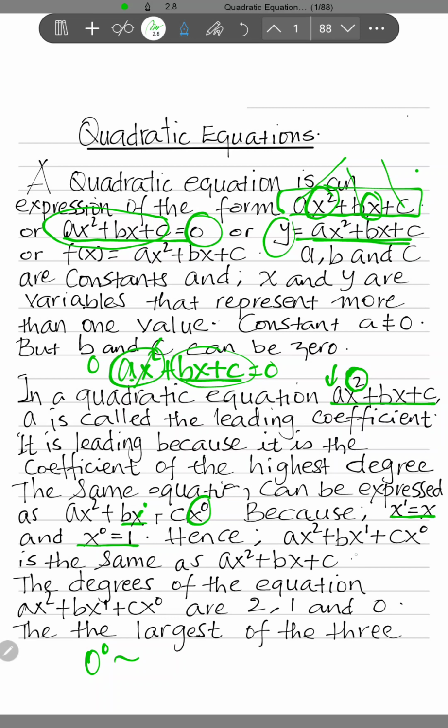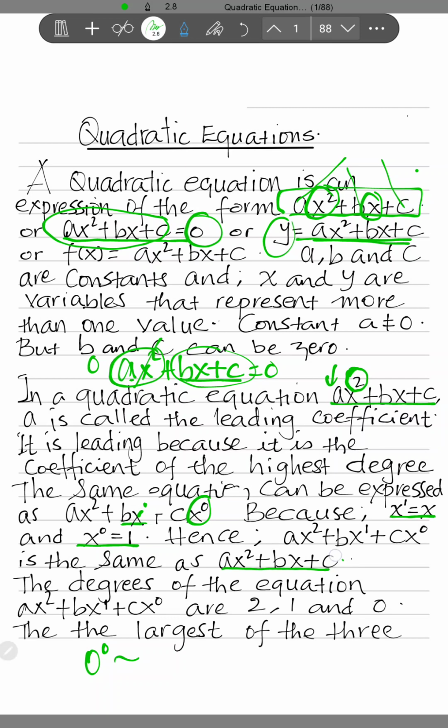Here, ax squared plus bx to the power of 1 plus cx to the power of 0 is the same as ax squared plus bx plus c. So in the next sessions, we're going to say ax squared plus bx plus c. No need to mention x to the power of 1 or x to the power of 0.